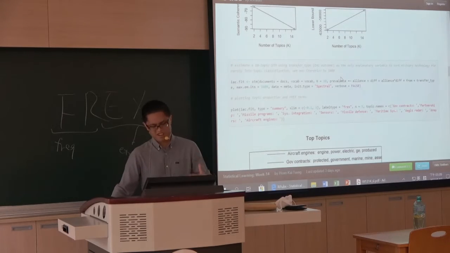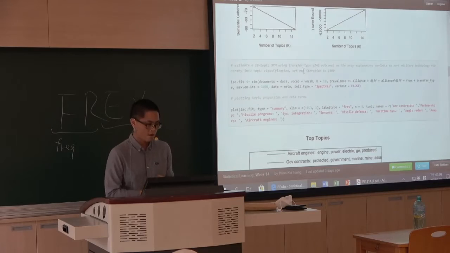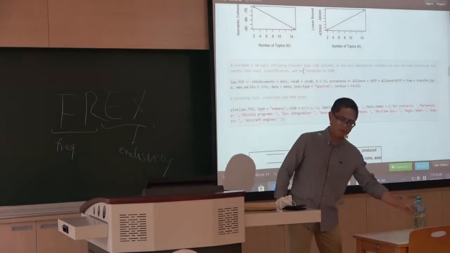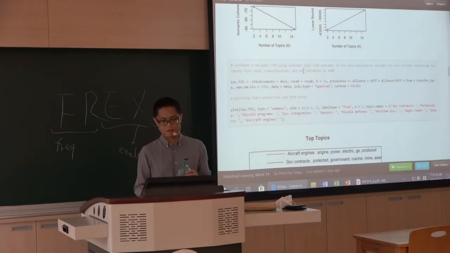So here, just for pedagogical purposes, I choose to estimate a 10-topic structural topic model and use transfer type as our outcome variable, to sort the military technology hierarchy into topic classification. And we set the maximum iterations of the MCMC, the Markov chain Monte Carlo process, to just 1,000, so that it won't take very long.